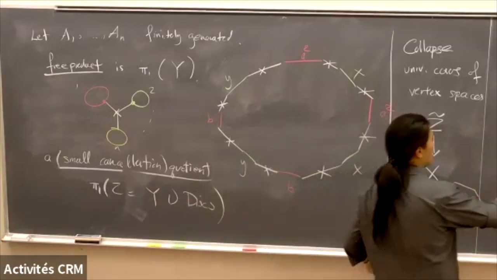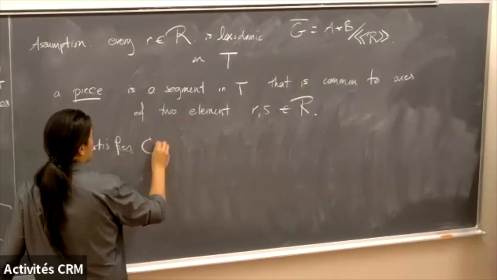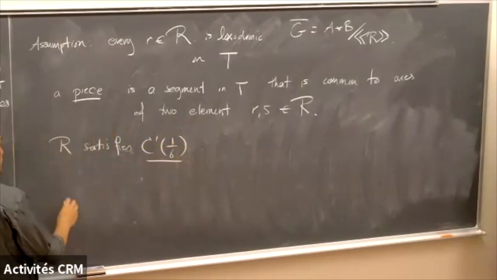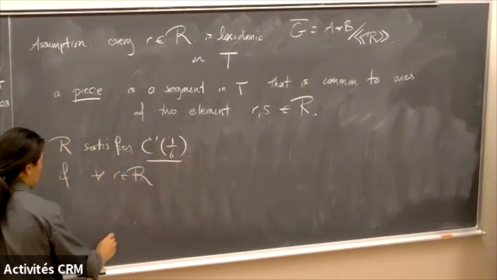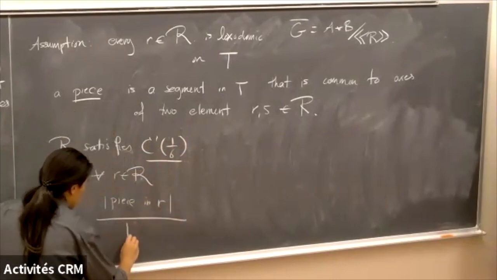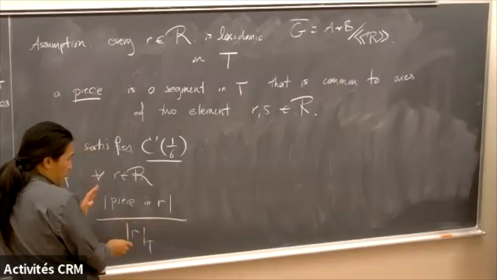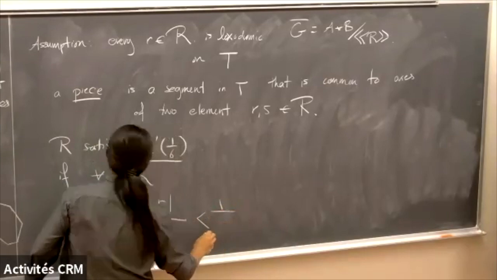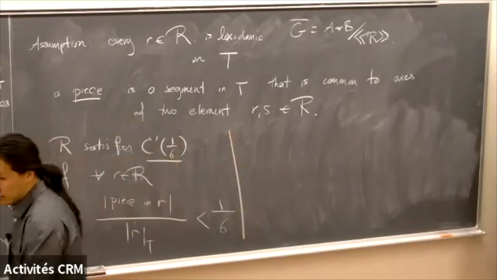Okay, and so then of course we now need to have our small cancellation condition. R satisfies C prime 1/6, that condition, if for every relation, the ratio of the size of a piece in R to the length of R, what do I mean by that? I mean the translation length of R in the Bass-Serre tree. That's the free product length of the normal form of R. I need that ratio to be strictly less than 1/6. Okay, you can define 1/p the same way. That's a geometric small cancellation.